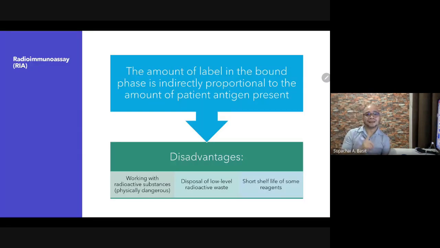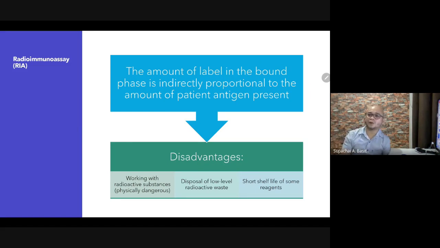Again, remember, the amount of label in the bound phase is indirectly proportional to the amount of patient antigen present. But these are the disadvantages. Of course, working with radioactive substances could be physically dangerous. But I have friends who are working in nuclear medicine, and they say that the radioactive isotopes they deal with are actually much lesser than the radioisotopes that we encounter on a daily basis.